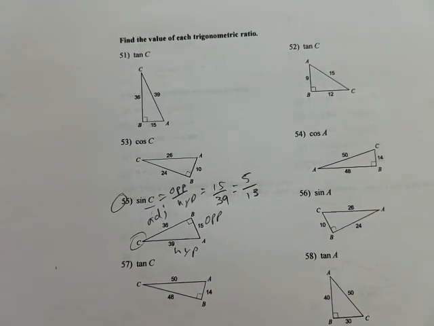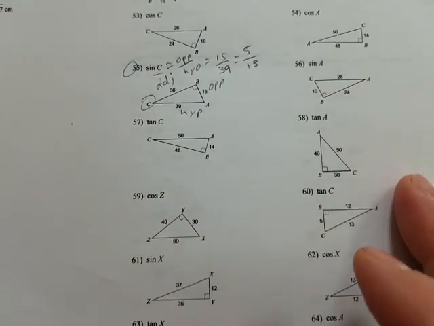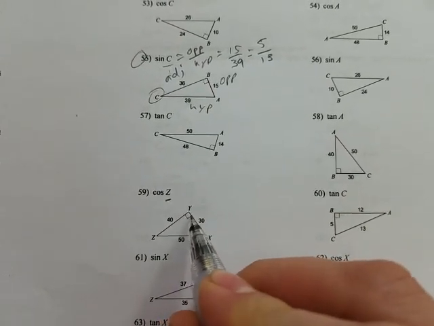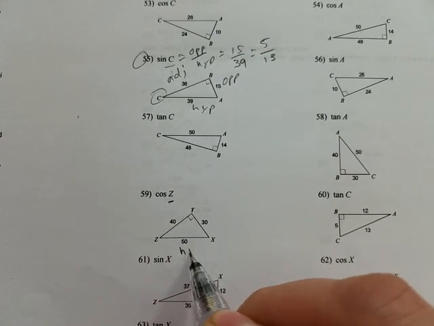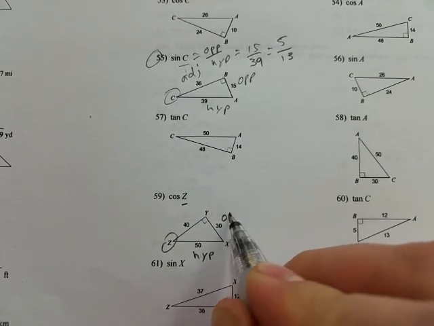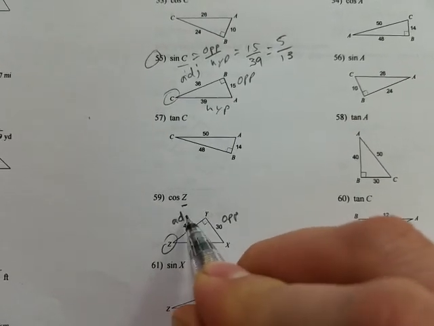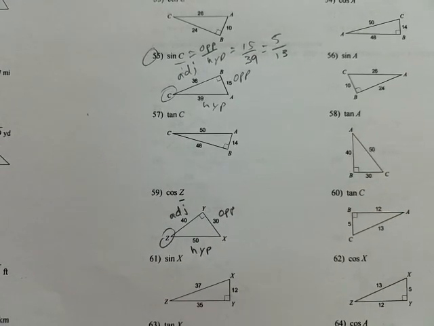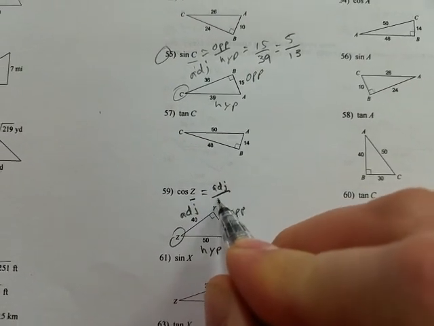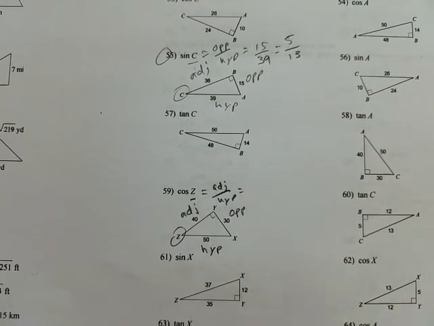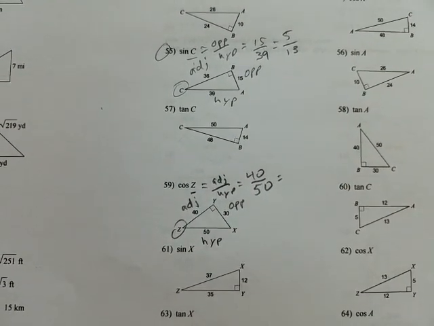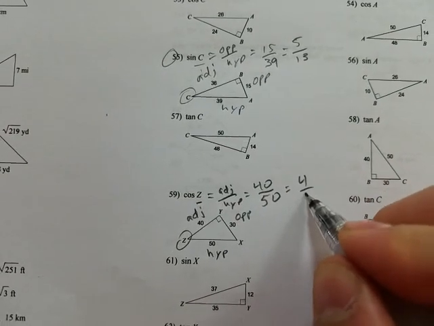That's a sine problem. A cosine problem works the same. Let's look at 59. Cosine of c. C is our reference angle first. Here's our right angle, so our hypotenuse is across from that. Next, if c is our reference angle, here it is. Opposite is across from that. Then adjacent is the one that's beside it. Now cosine is adjacent over hypotenuse. So that's going to be adjacent is 40, hypotenuse is 50. So this is going to be 4 over 5.